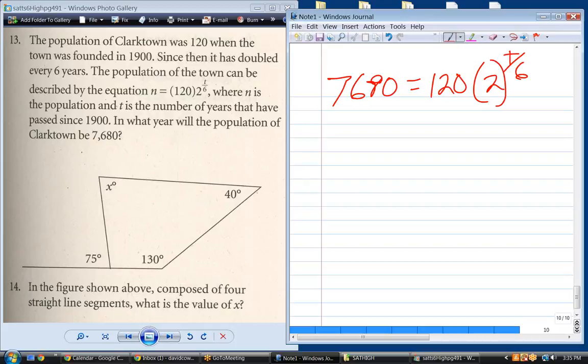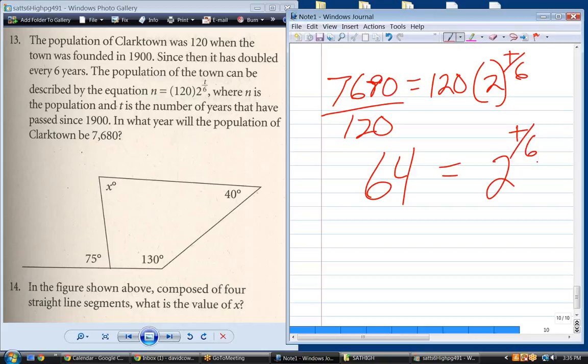But they're not going to give you a log problem on the SAT. Well, first of all, it might be easily solved. If we divide both sides by 120, do you have your calculator handy? Probably better if you have it out than me having it out. It's 64. So 64 equals 2 to the t over 6.